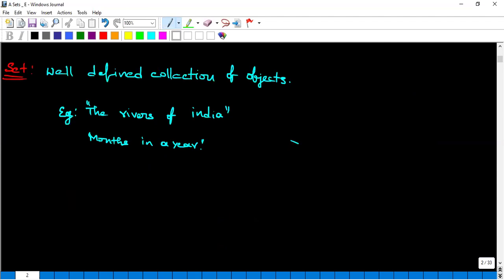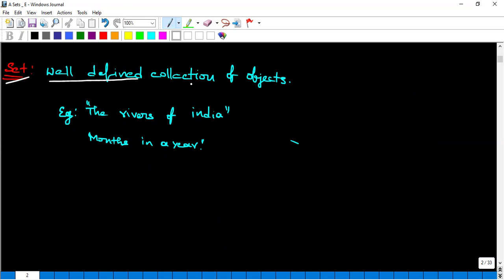What is a set? A set is a well-defined collection of objects. Let us understand this. What is this well-defined? Well-defined means you need to be able to decide whether something belongs to a particular group or not.